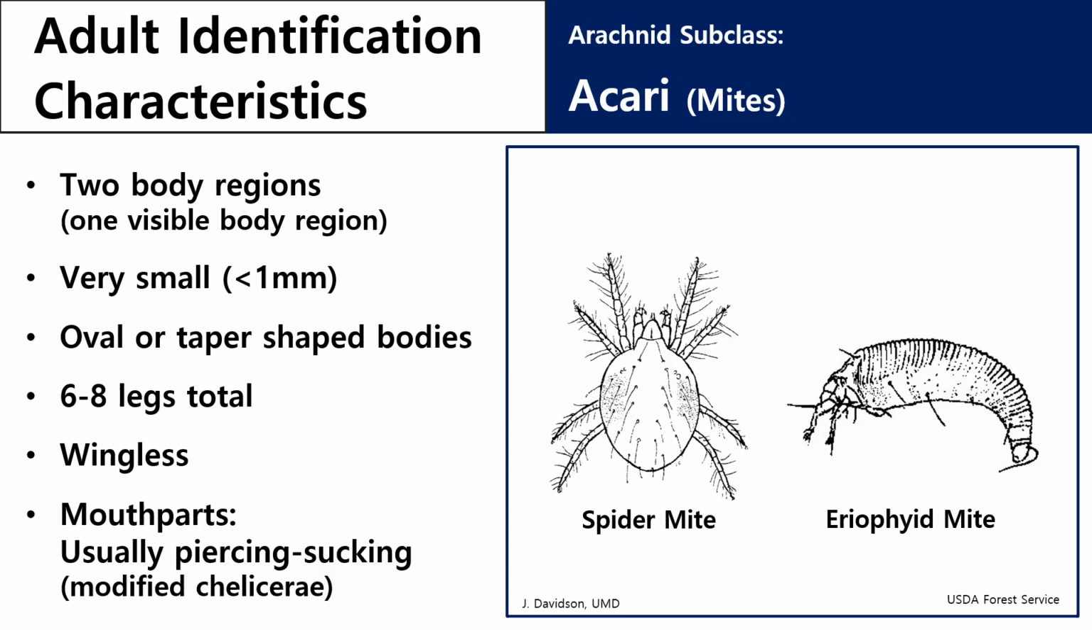We have 6 to 8 legs total, depending on the life stage. Adults of our mites will have 8 legs. Wingless, and their mouth parts are usually piercing sucking with the modified chelicera. So if we know about our arachnids, they have chelicera. And with our mites, they're modified to have a piercing sucking type function. So we can see some examples on our right, some diagrams of 2 main types of mites. We have spider mites and our Eriophyids, which are more of this tapered, elongated shape.